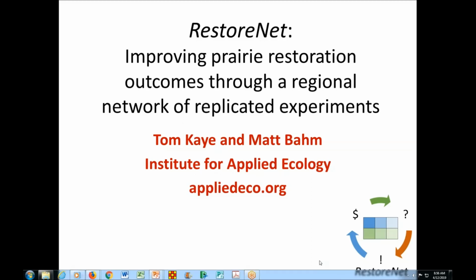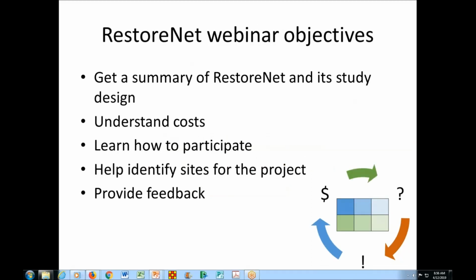We're going to take a few minutes this morning to walk through what RestoreNet is, how you can get involved, and what we hope to accomplish. Our objectives this morning are to get a summary of RestoreNet and its study design across to all of you attendees, to understand the costs, learn how to participate, and help identify sites for the project. Also, we'd love to hear your feedback at the end.